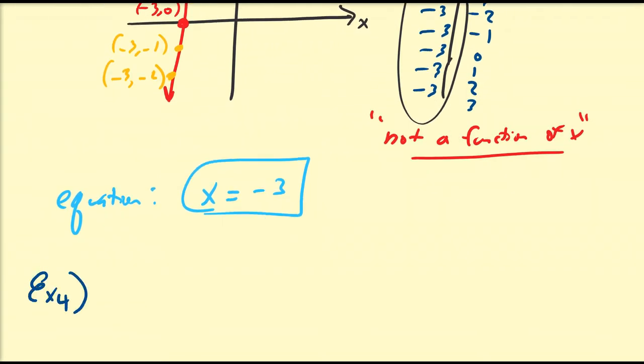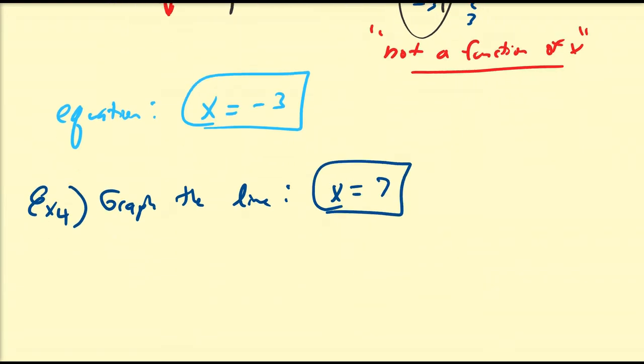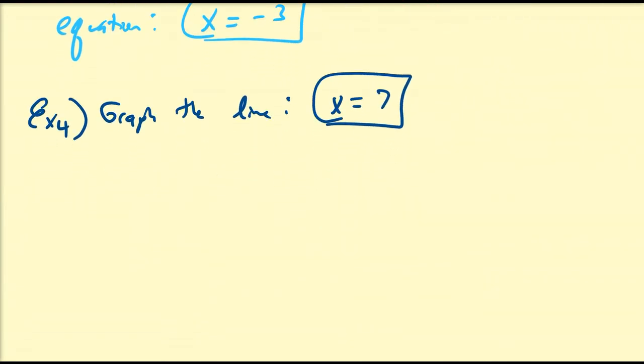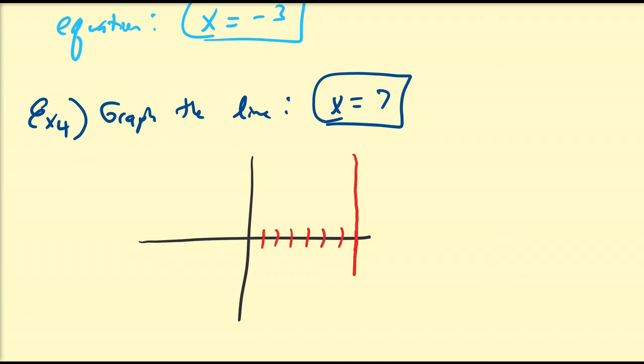As an example, suppose I say graph the line x = 7. Similar as before, x is always going to be 7 regardless of the y value you choose. So let's find 7 over here. 1, 2, 3, 4, 5, 6, 7. Let's draw a vertical line there.